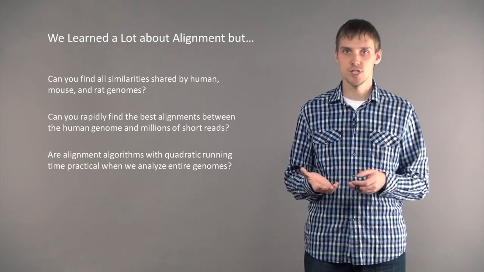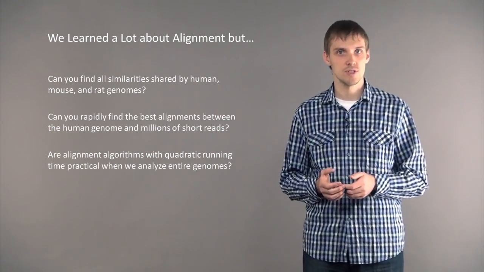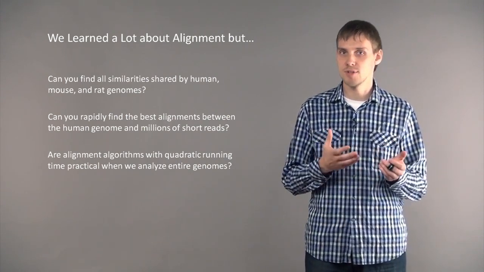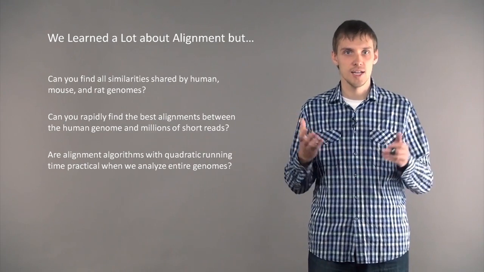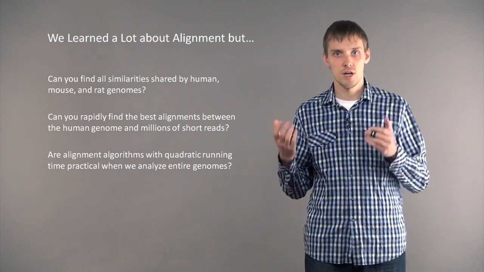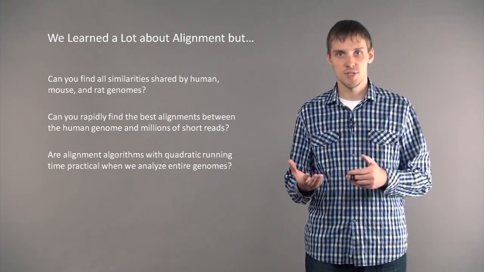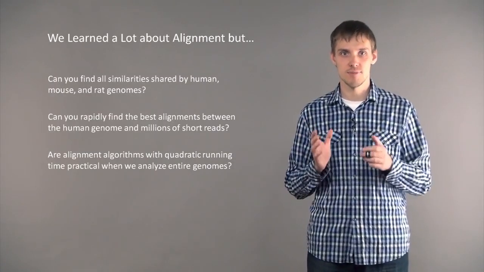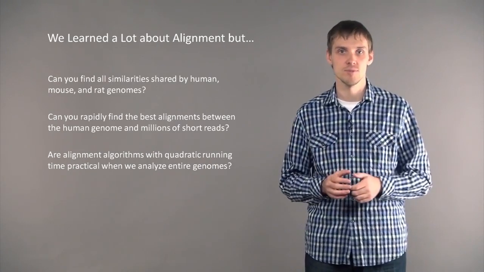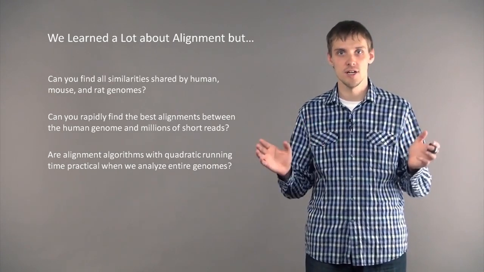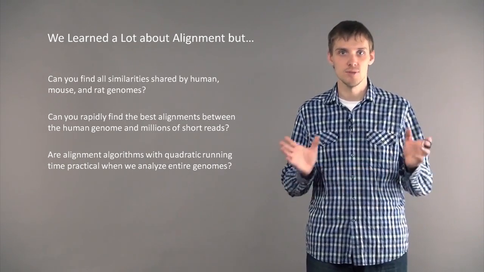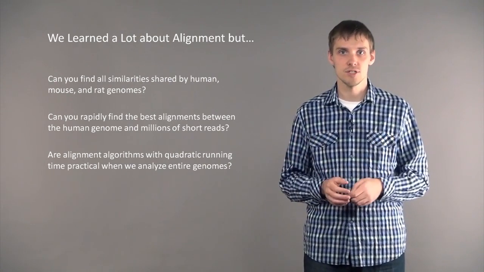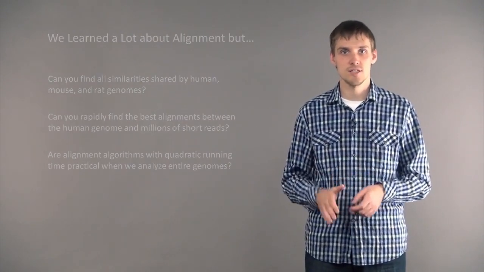But can you find all similarities between human, mouse, and rat genomes, given that these genomes contain billions of nucleotides? Can you rapidly find alignments between the human genome and millions of short reads, which are usually obtained by sequencing this genome? And are alignment algorithms with quadratic time practical when we analyze entire genomes? Because, as I said, mammalian genomes are very large, and when you try to analyze these genomes, quadratic time usually does not work. And these questions we will discuss in future chapters.